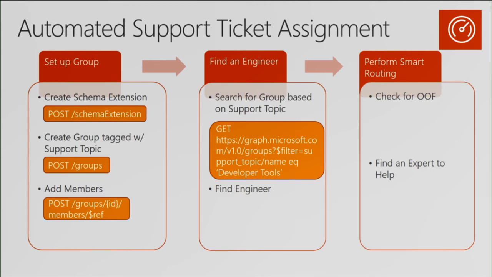So I know that I got a case where someone needs help on Microsoft Graph, and I'm going to find the developer support team. And then I'm going to look at the members, and I'm going to find an engineer on that team, and I'm going to assign them the case. Now I can take this a step further, and I can do some more interesting smart routing things here.